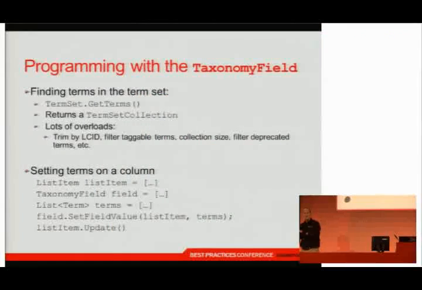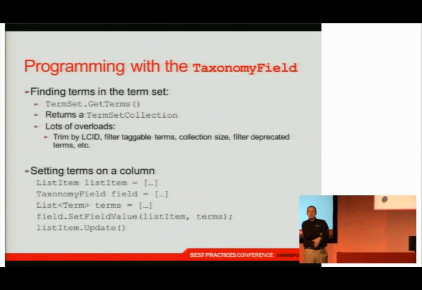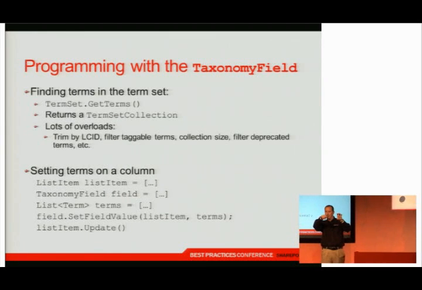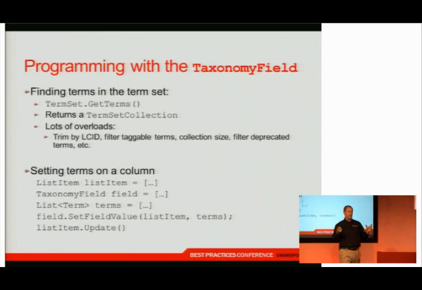Now, to write them to a list item, we're used to setting fields or setting values on list items by first going to the list, getting a reference to the list, getting a reference to the list item, and then finding the specific column in that list item and setting the value on that column, right? That's how we're used to doing it. This is a little weird. It doesn't work like that.